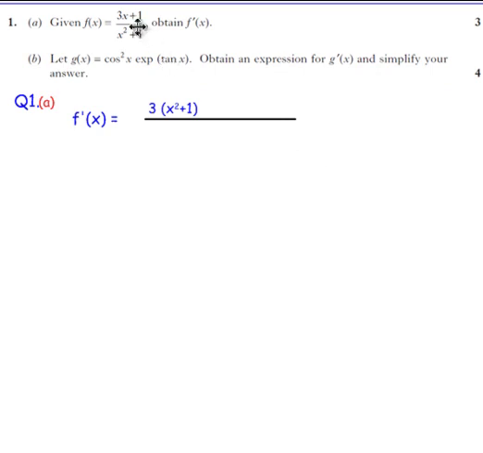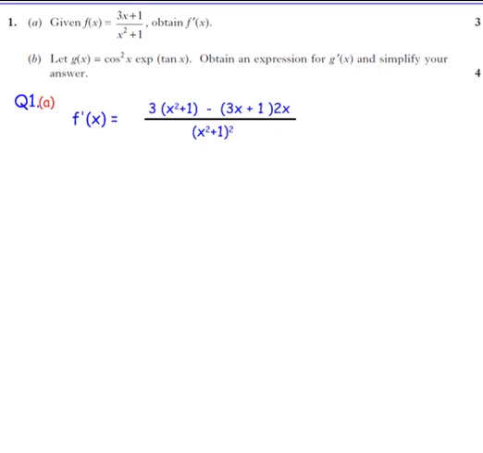Subtract from this the top left as it is, the 3x plus 1 in brackets, multiplied by the bottom differentiated, which is 2x. So that's minus 3x plus 1 in brackets times 2x. This is then all divided by what's in the bottom squared. X squared plus 1 all squared.